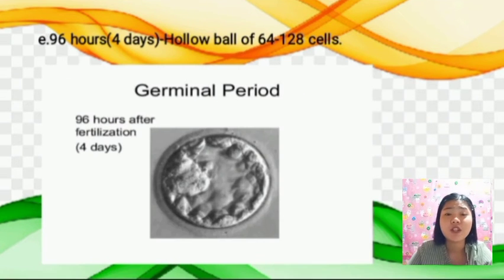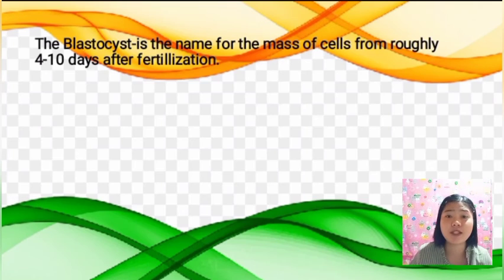And the next figure. During the next 96 hours, or in 4 days, the cell mass that was previously compact becomes a hollow ball of 64 to 128 cells. It becomes a mass of cells now called a blastocyst, which begins to subdivide, forming a sphere with two layers of cells around a hollow center. Let's define again what a blastocyst is. A blastocyst is the name for the mass of cells from roughly 4 to 10 days after fertilization.